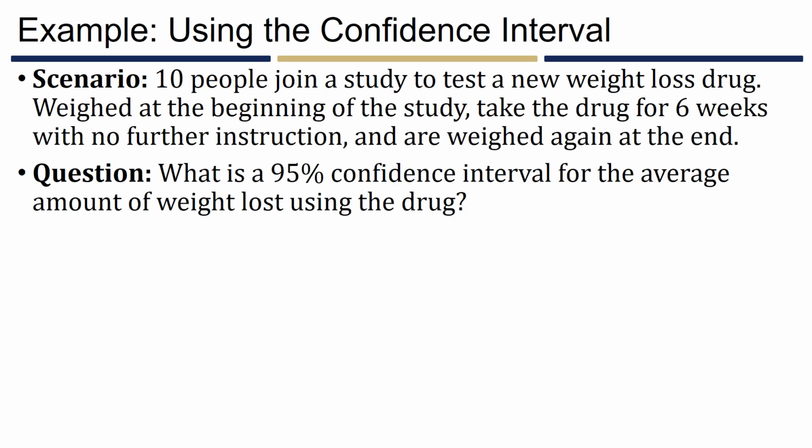So let's say we have 10 people who join a study that is designed to test out a new weight loss drug. Each person is weighed at the beginning of the study. They take the drug for 6 weeks with no further instruction, and then they're weighed again at the very end of the study. What we want is a 95% confidence interval for the average amount of weight that these subjects lost while using the weight loss drug.